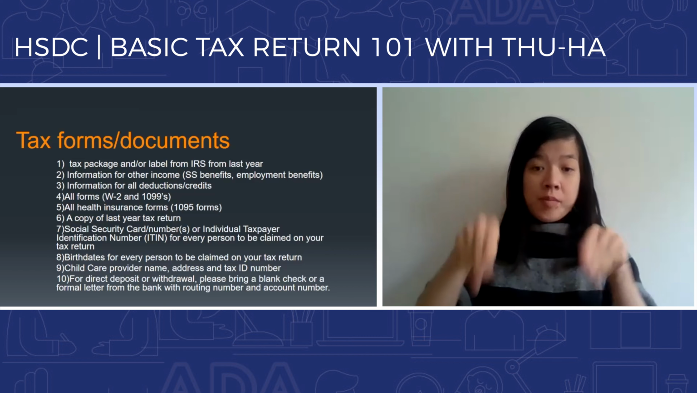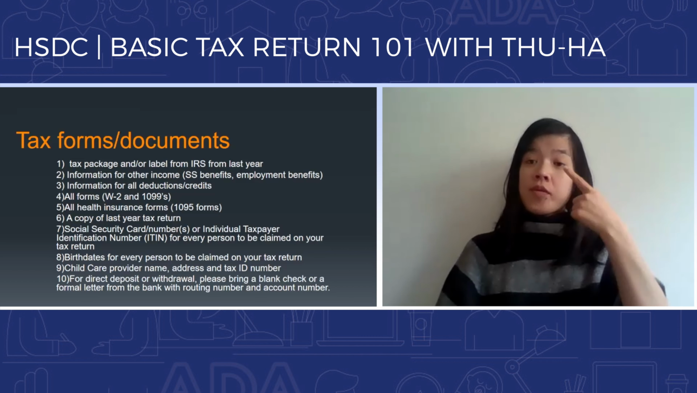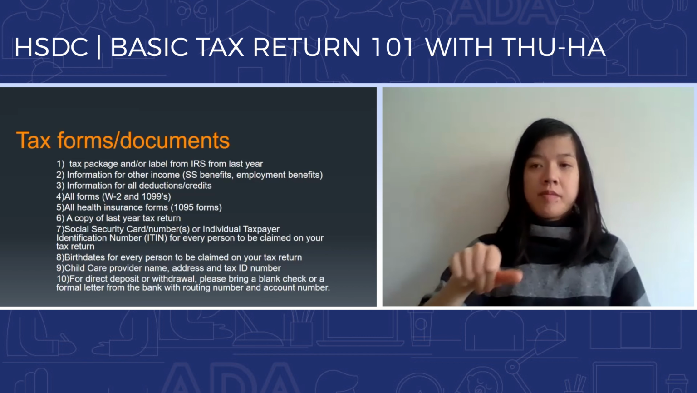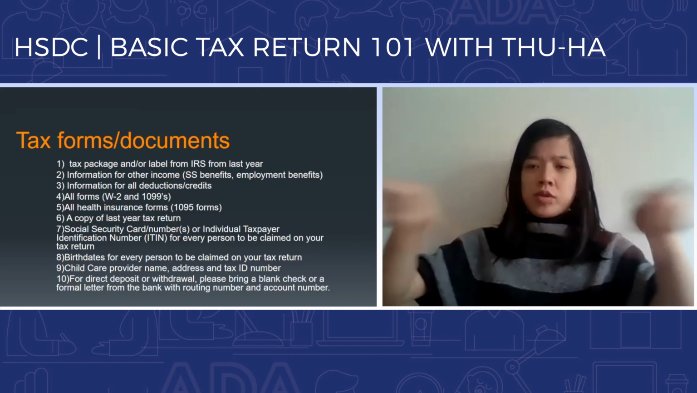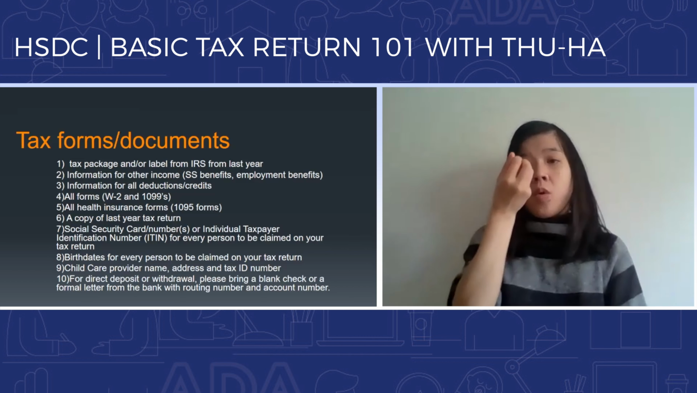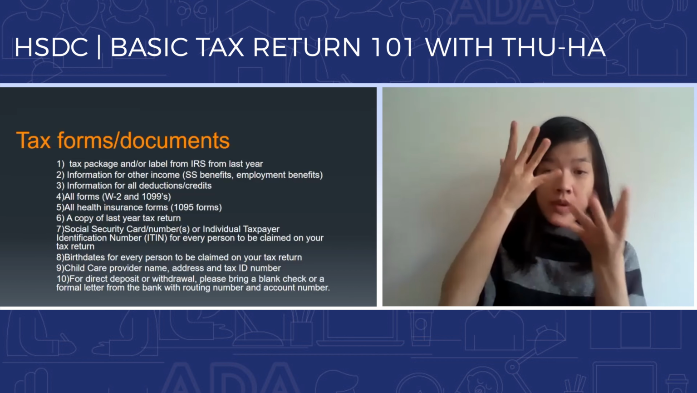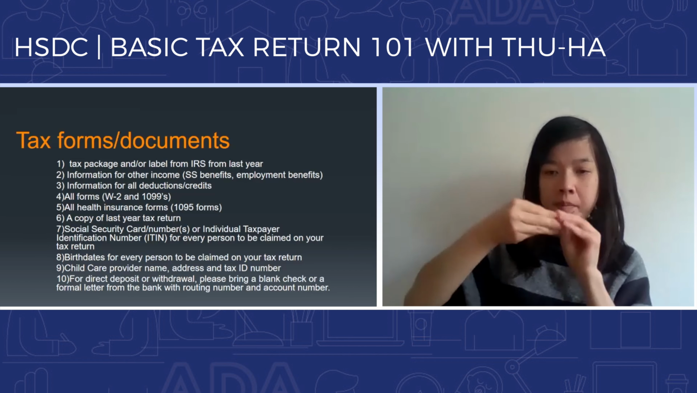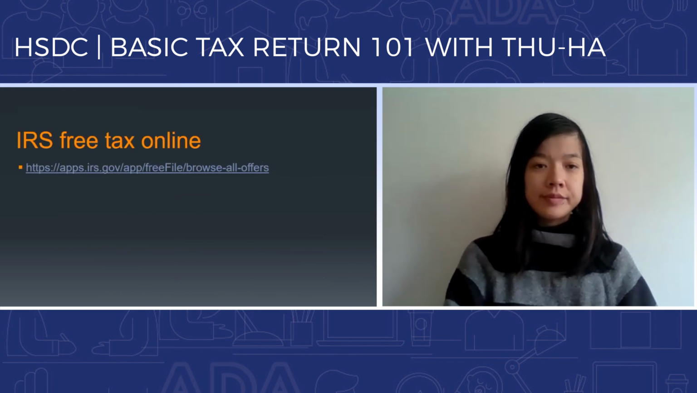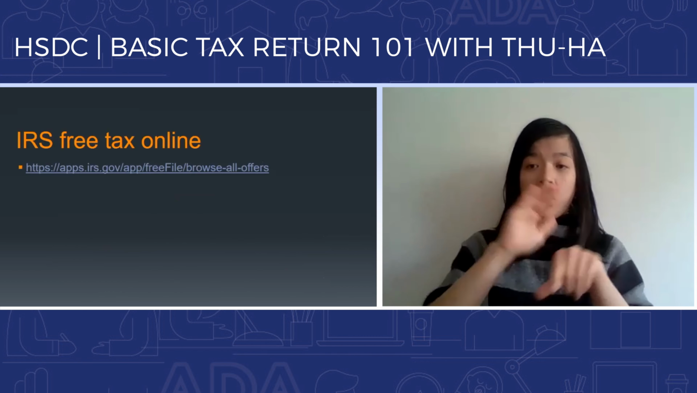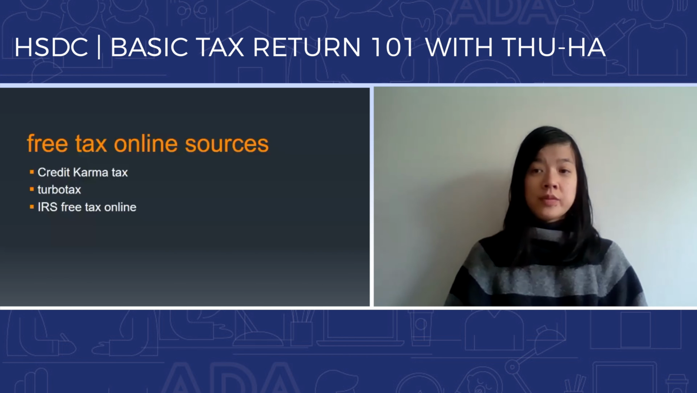For child care providers, you will need their name, address, and tax ID number. For direct deposit or withdrawals, you will need to bring a blank check, or you can bring a formal letter from the bank that includes the routing number and account number. The IRS does have an online site you can go to.